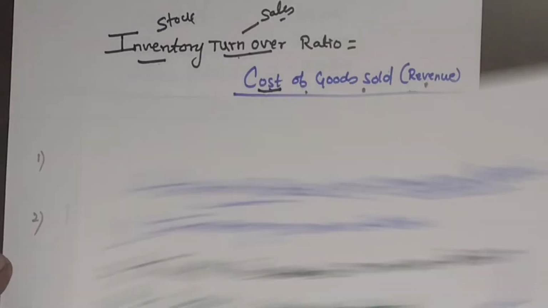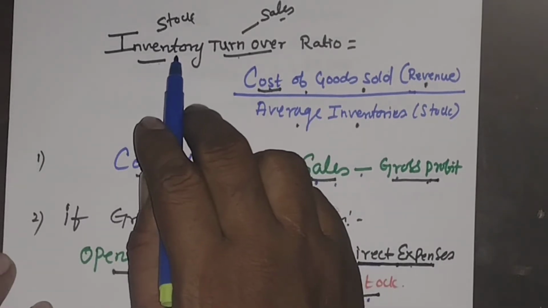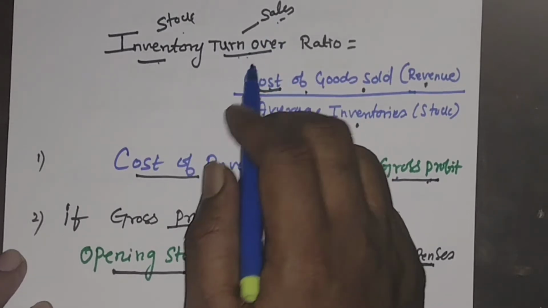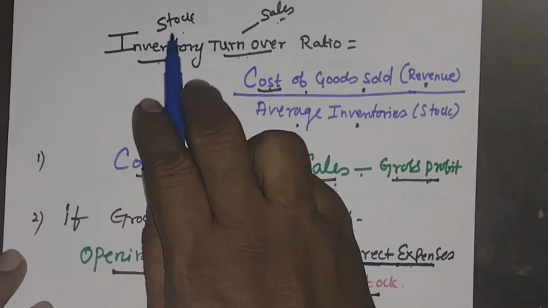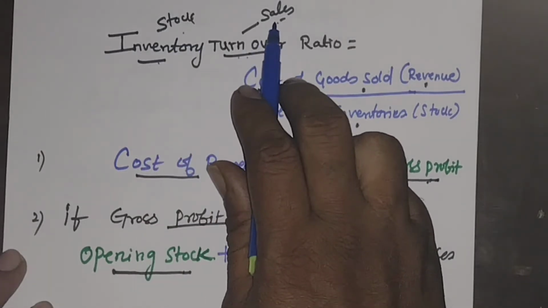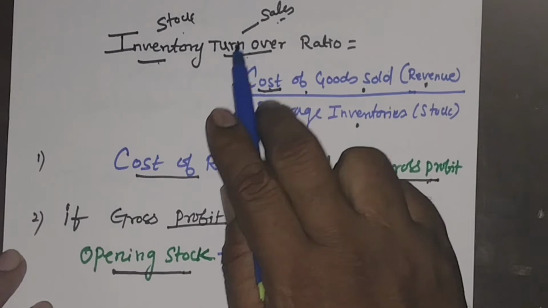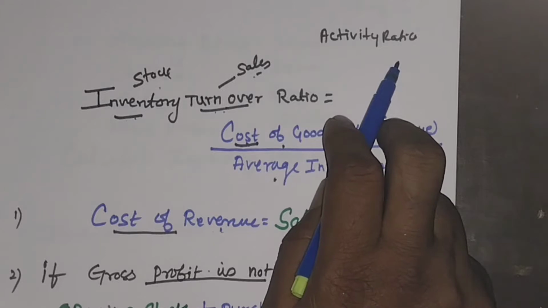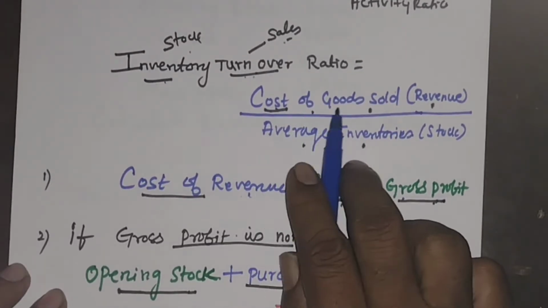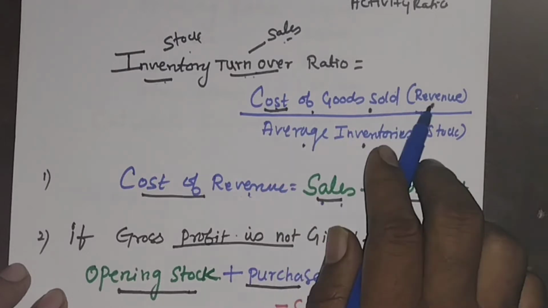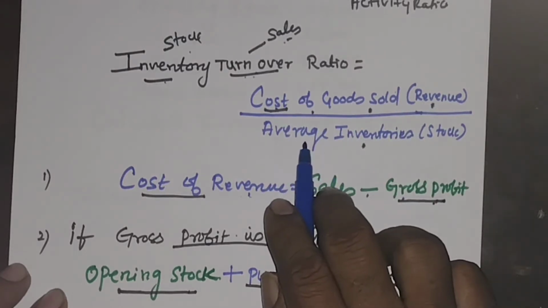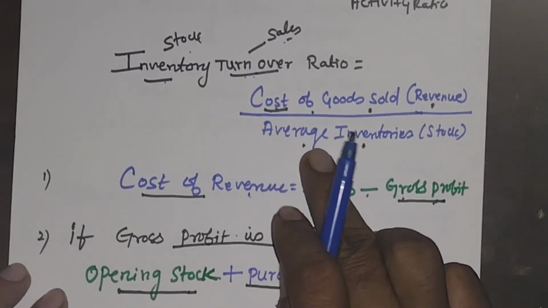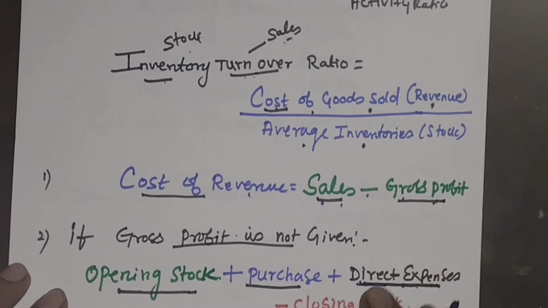Now coming to inventory turnover ratio. What is this inventory turnover ratio? Inventory means stock, turnover means sales. Therefore, alternatively, in place of inventory, stock can be used, and in place of turnover we can use sales. Don't get confused. These ratios are also called activity ratios. Now the formula is cost of goods sold or cost of revenue divided by average inventories. Average inventories means opening inventory plus closing inventory divided by 2.